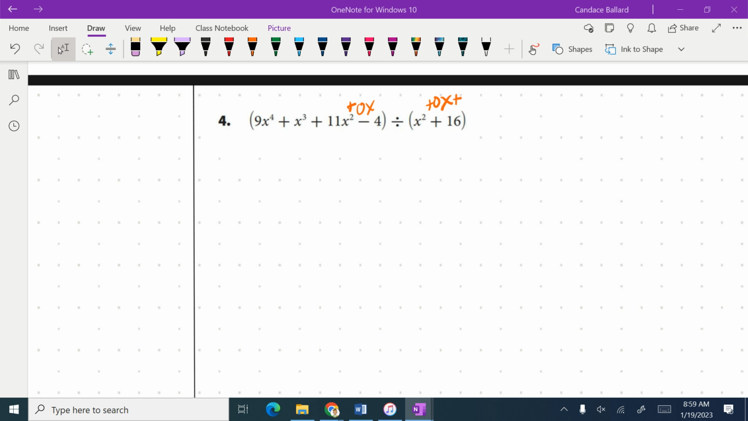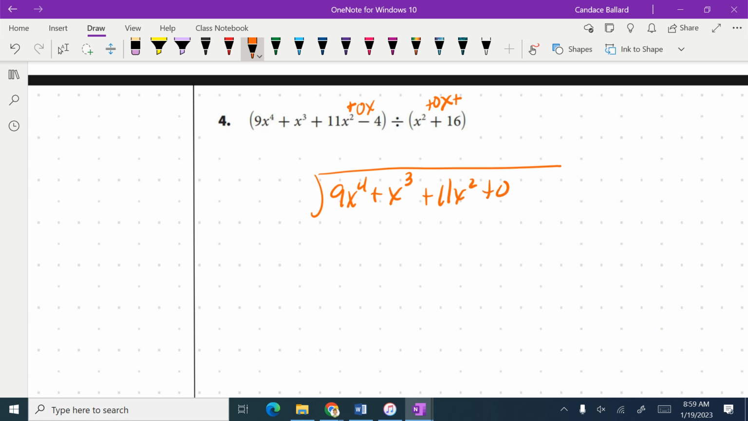Okay, let's take a look. All right. We're setting this up. Let's see. I have the 9x to the fourth plus x cubed plus 11x squared plus 0x minus 4. If I missed something, let me know. So x squared plus 0x plus 16. Okay, we probably don't need that 0x in there, but I was trying to be safe.